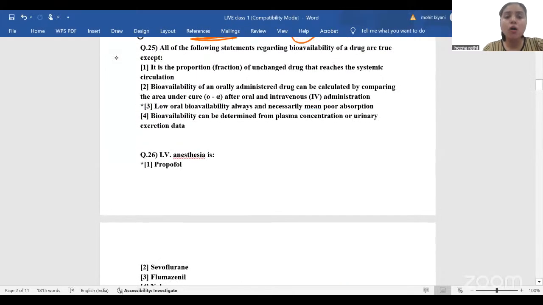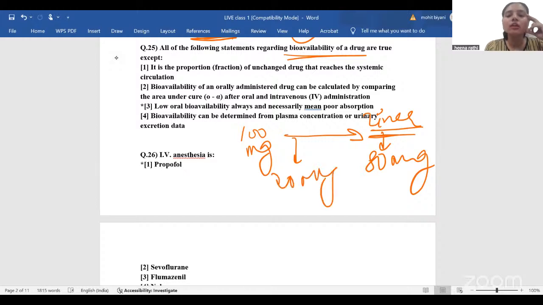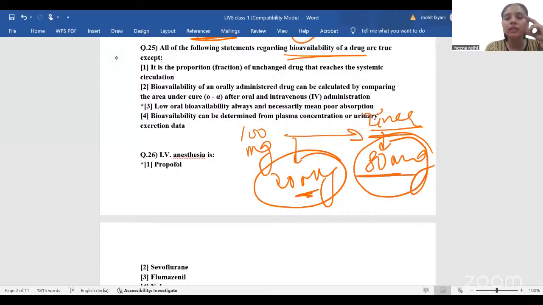Next question: all of the following statements regarding the bioavailability of the drug are true except. What is bioavailability? Bioavailability is the fraction of the unchanged drug that reaches the systemic circulation. What does it mean? If we have given a drug 100 milligram, and only 80 milligram reaches the systemic circulation, then 20 milligram of the drug is not there. It means the bioavailability of the drug is 80 milligram only, 80%.